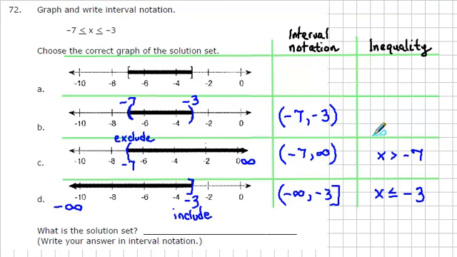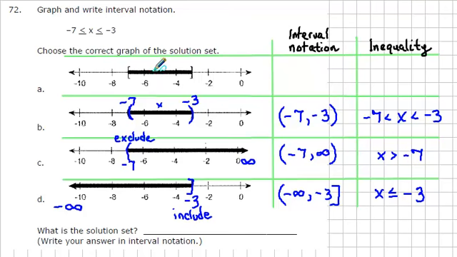So how do we write this as an inequality? Well, we notice that the values of x are between -7 and -3. So the way that we would write it as an inequality is -7 is less than x, which in turn is less than -3. The values of x are in the middle, so -7 is less than x is less than -3.